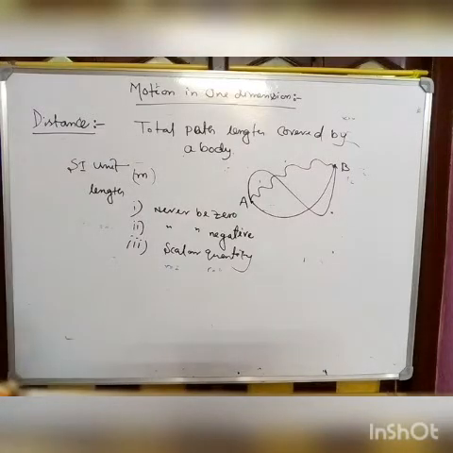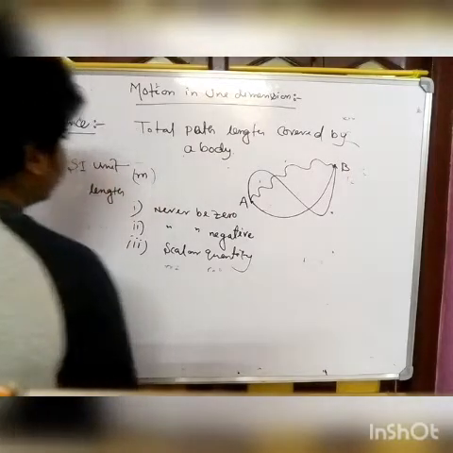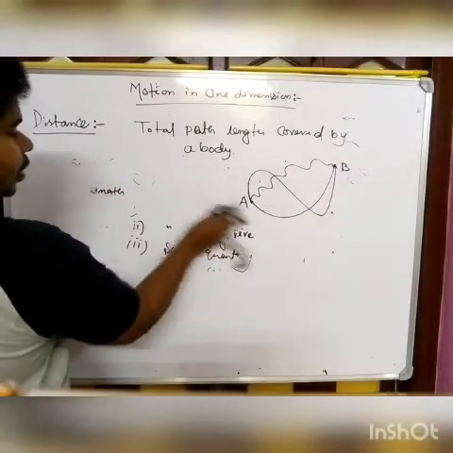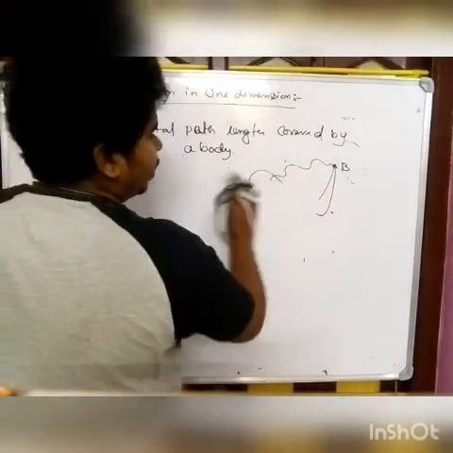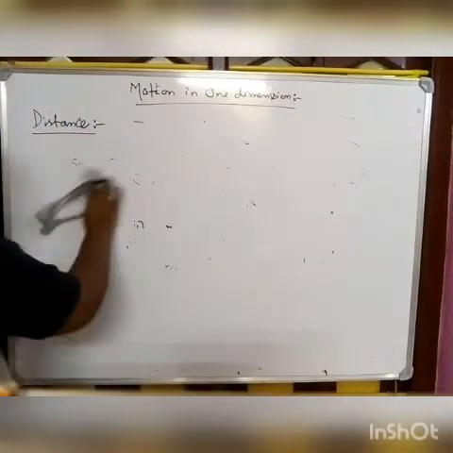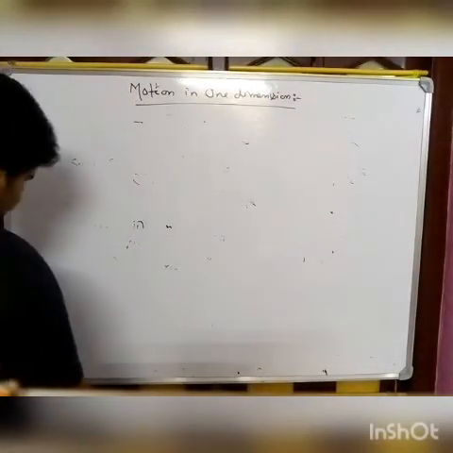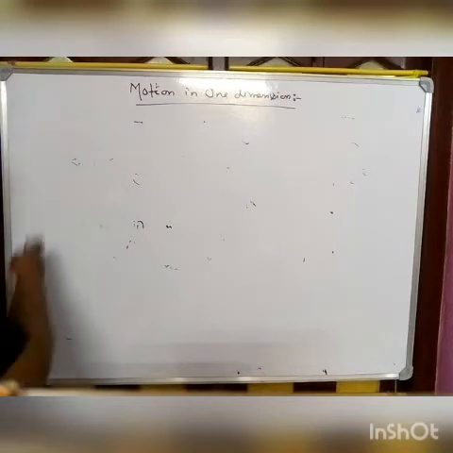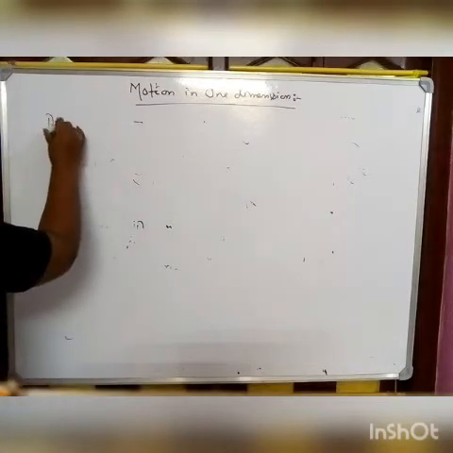Now we'll go to another quantity. Okay, so that is distance. I think it is clear to you. Now we'll go for displacement. The next physical quantity is displacement.